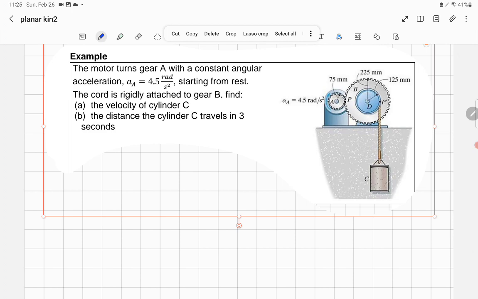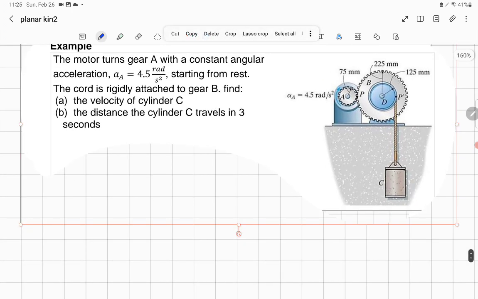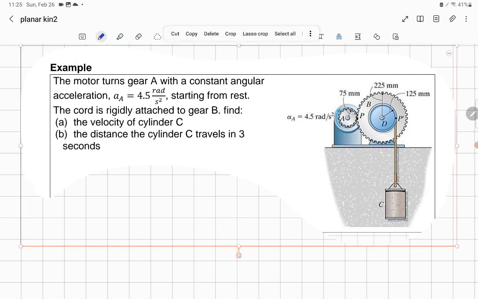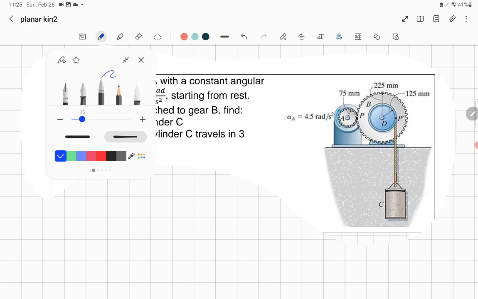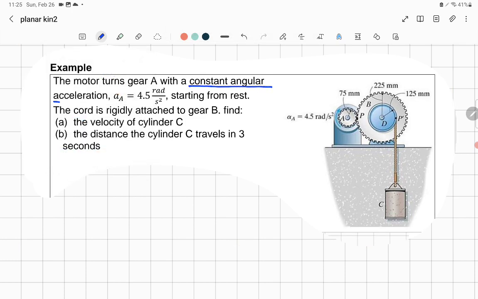We also have here motion transferred through gears. That's interesting, like the one we did in the last video where we used the belt. Now the motor turns gear A with a constant angular acceleration. The angular acceleration of A is equal to 4.5 radians per second squared. That's angular acceleration because it's in radians.